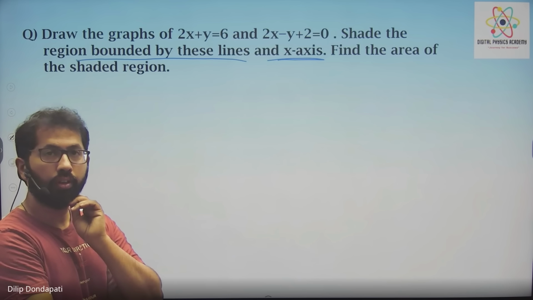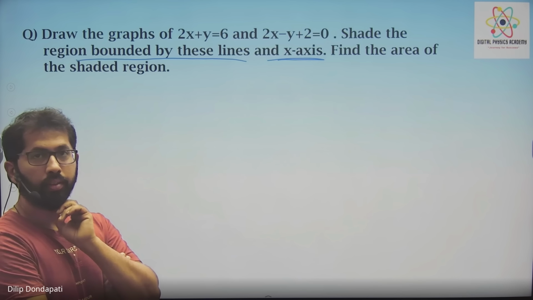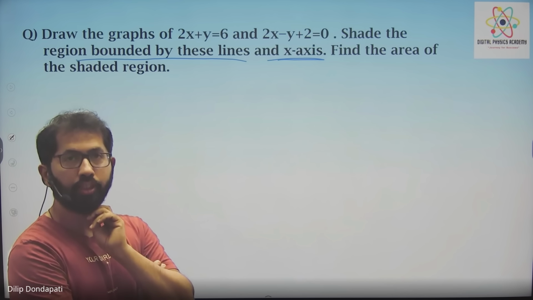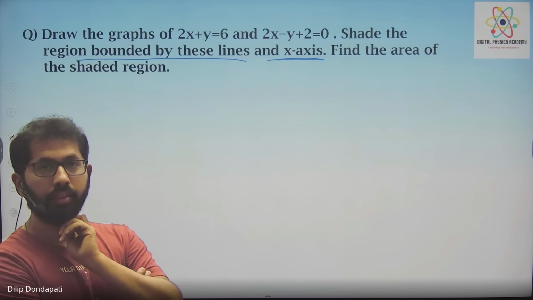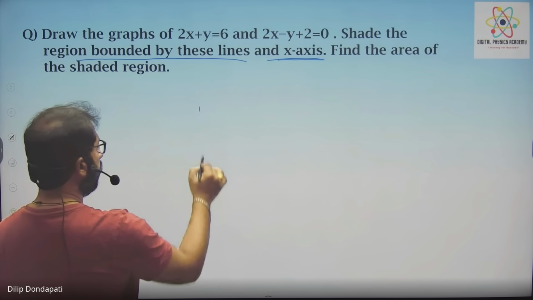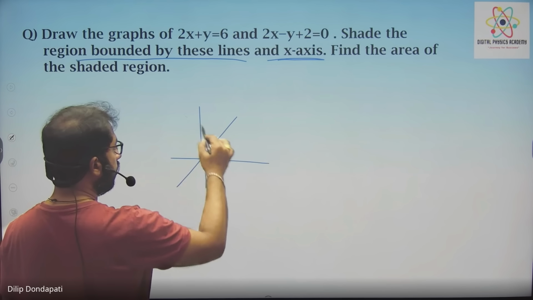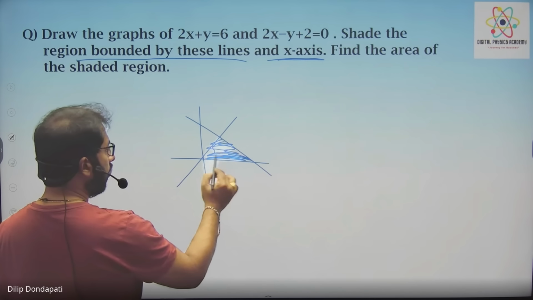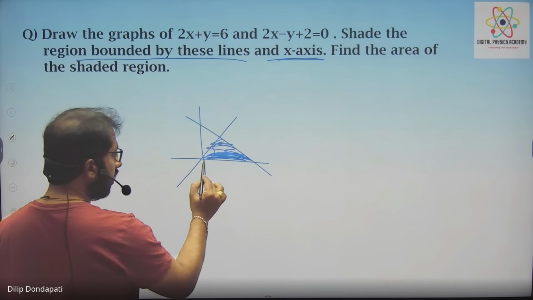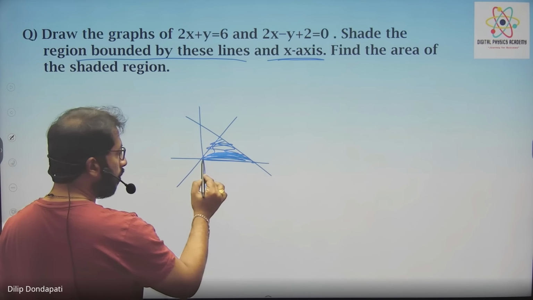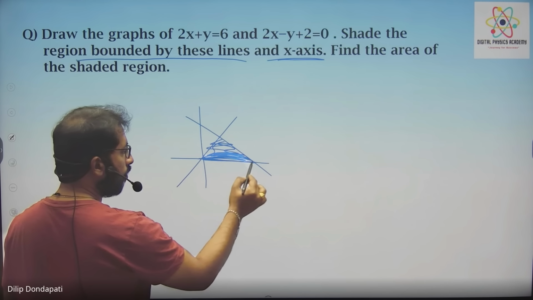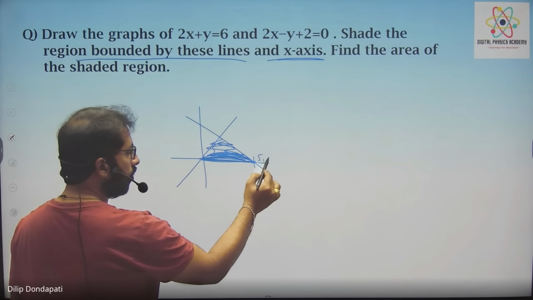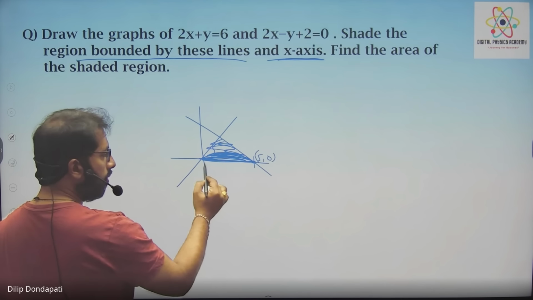Which shape did you get? I got a triangle. The area of a triangle is half into base into height. Suppose you got it like this. This is the shaded region. Suppose with the x-axis you got it like this. Base is how much? From this length to this length, in points, what is the base value if you see in the graph? Suppose you got 5 comma 0. That 5 is the base.